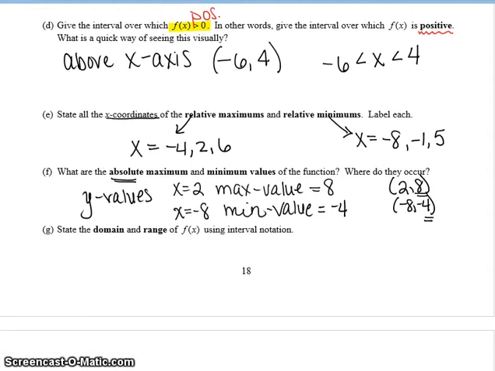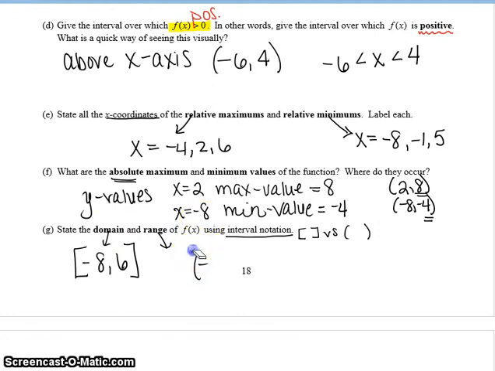State the domain and range of this function using interval notation. You have to know interval notation means square versus smooth brackets. So do you include or not include them? The domain goes all the way from -8 to +6, and the range goes all the way from -4 all the way to +8. Again, domain you're reading from left to right, range you're reading up and down.